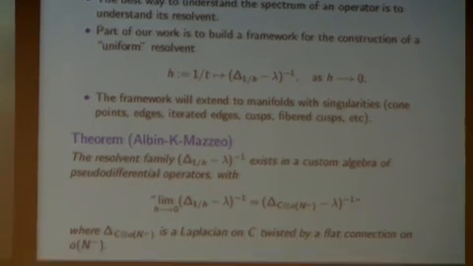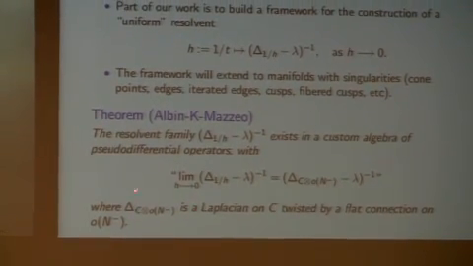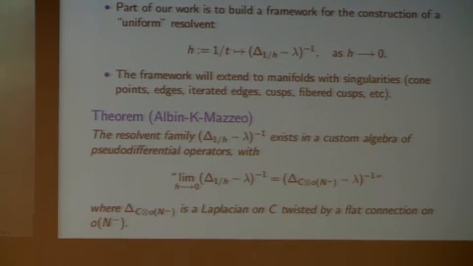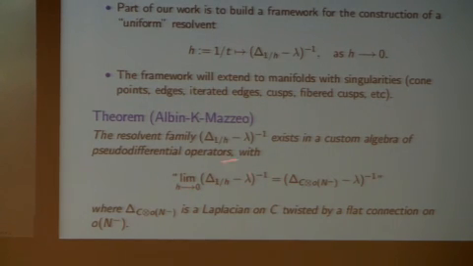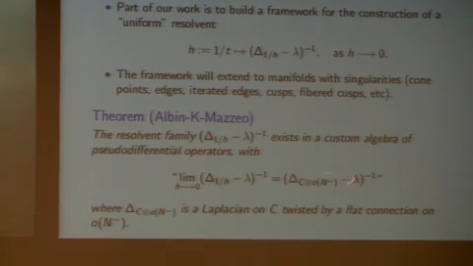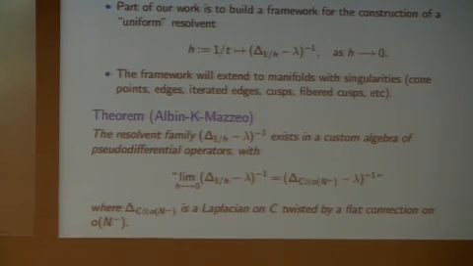All right, so here's a version of our theorem, in quotes. This resolvent family exists. We construct a custom algebra of pseudo-differential operators, and in some sense, the limit as h goes to 0 of the Witten differential, or of the resolvent of the Witten Laplacian, is this object. It's a natural Laplacian on the critical set, twisted by the orientation of the normal negative direction. So the limit of this resolvent is supposed to be a resolvent of a Laplacian acting on the critical set.